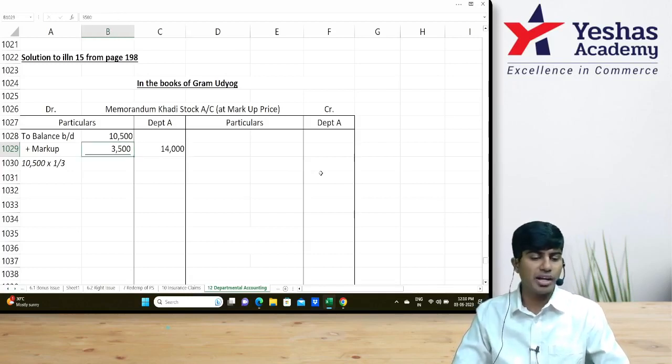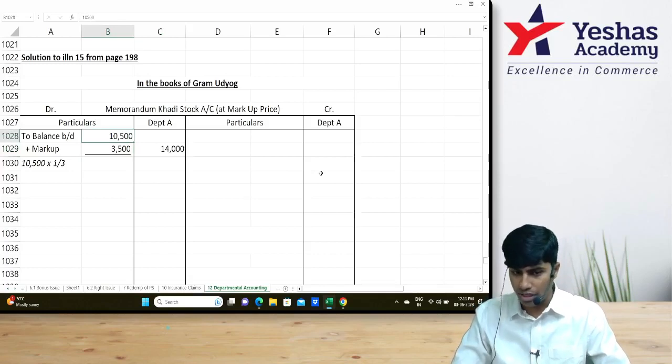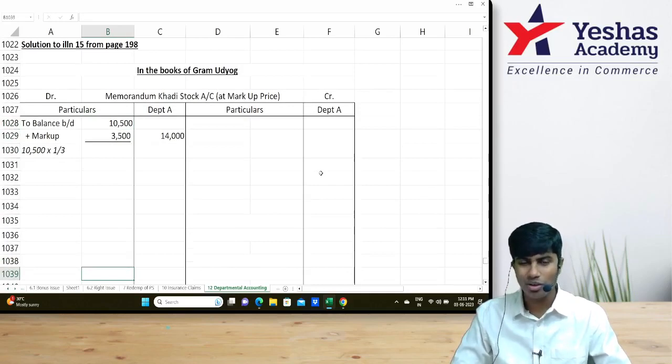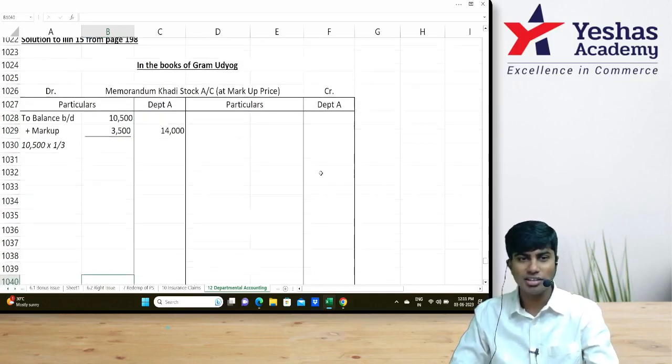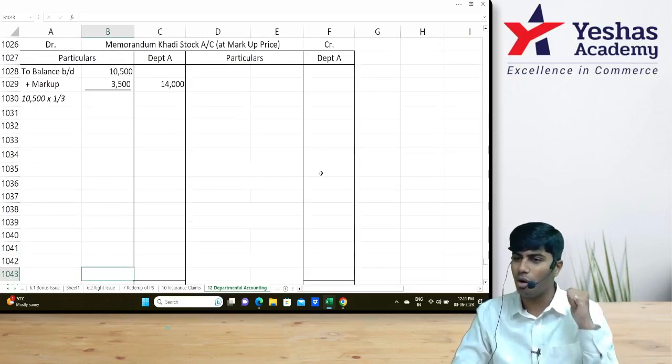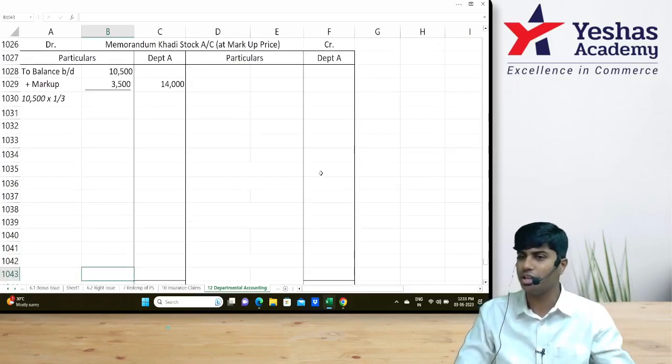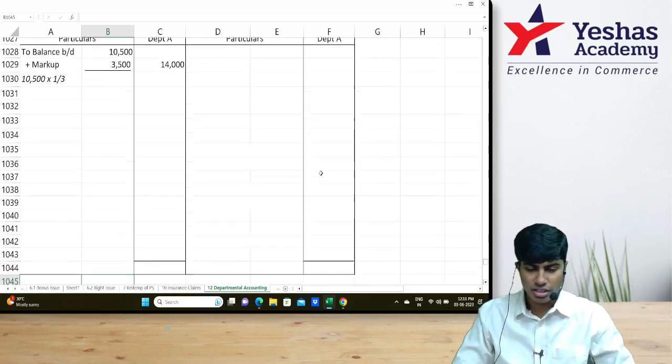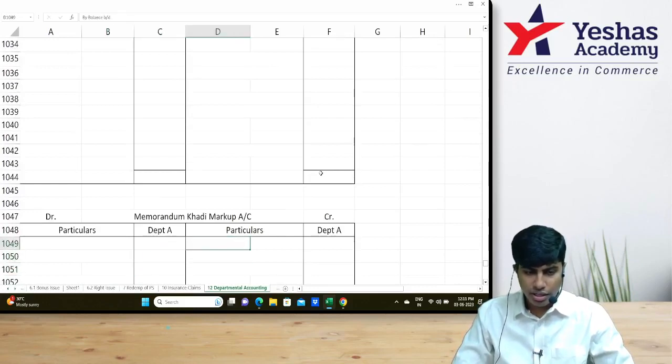This 3,500 that I have debited in our memorandum khadi stock account has to be credited in the memorandum khadi markup account. Remember to use the word khadi continuously. Why? Promoting desi culture? No. If there is one more thing called silk, and you just write memorandum stock and memorandum markup, how will you understand what is related to khadi and what is related to silk? Got it?